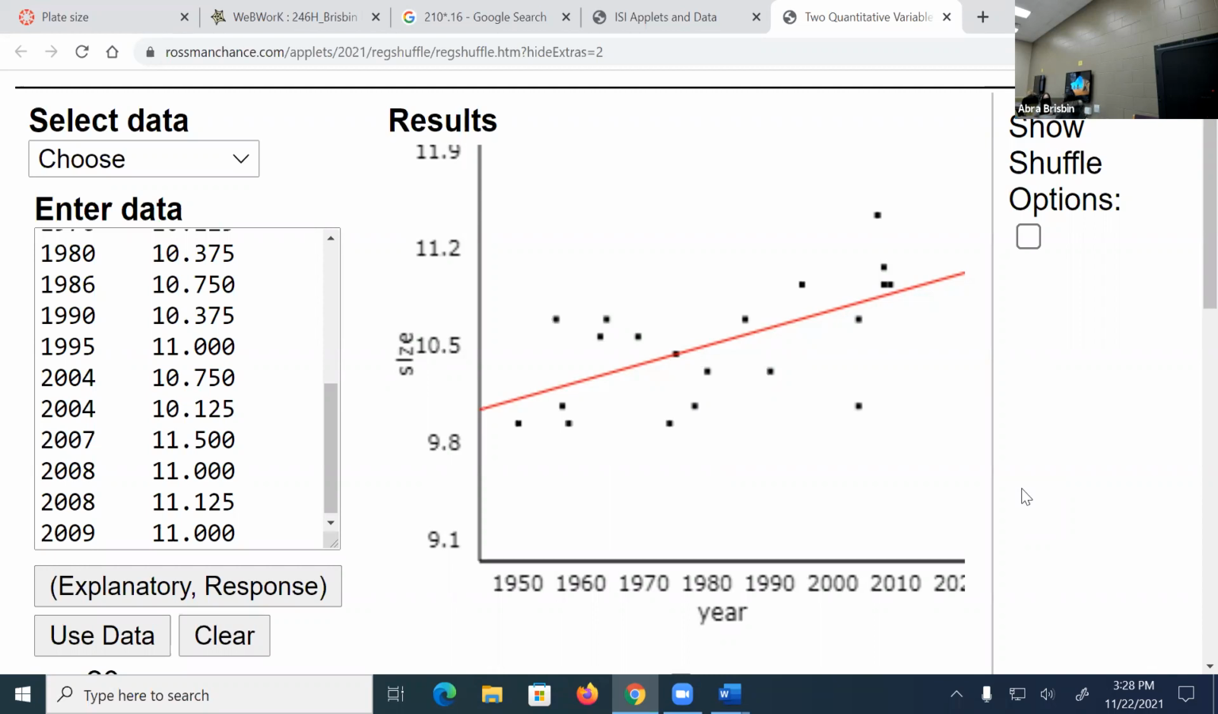I'm just waiting until she goes through. If that were a bar graph, it would be an outlier.